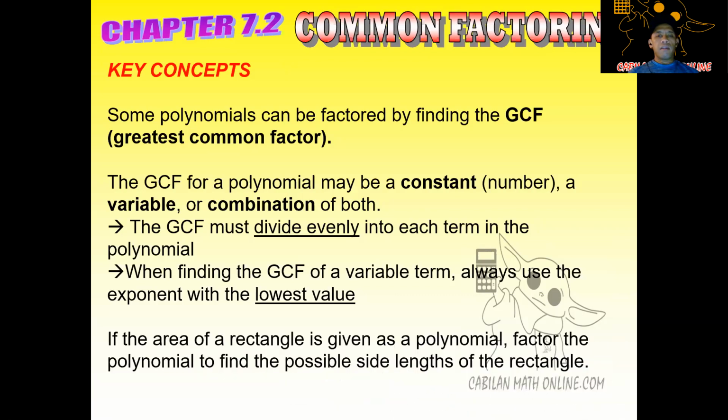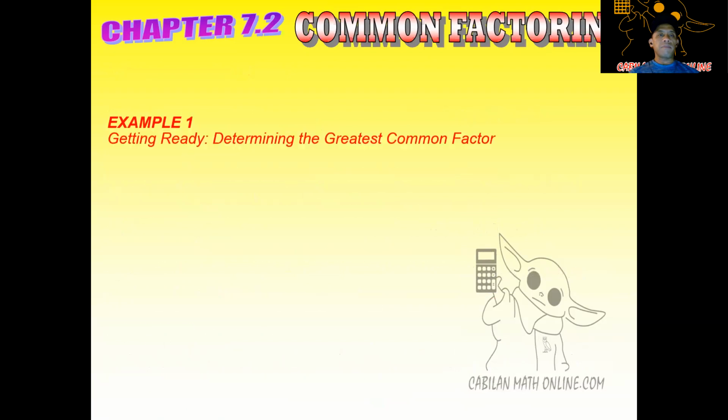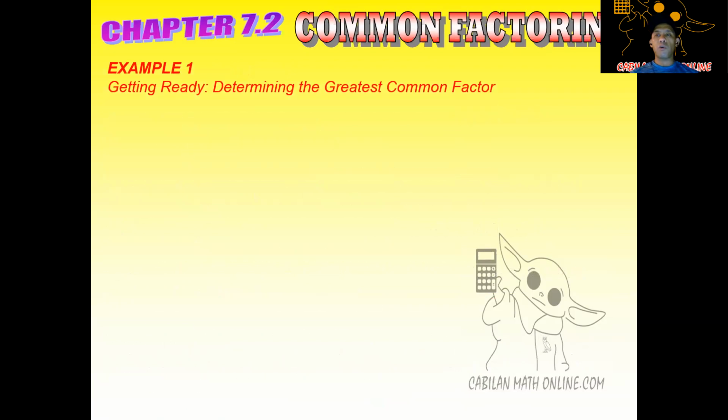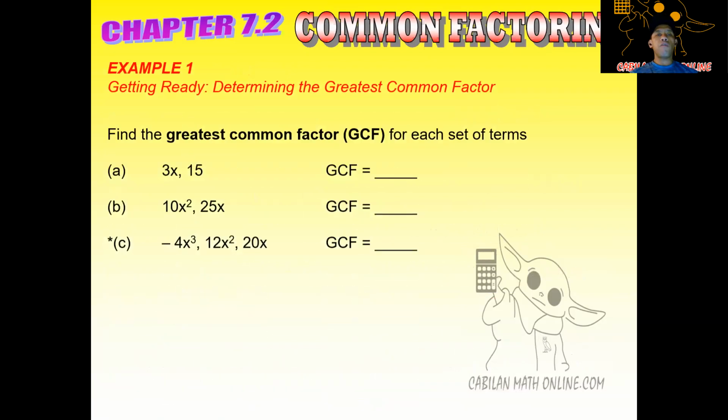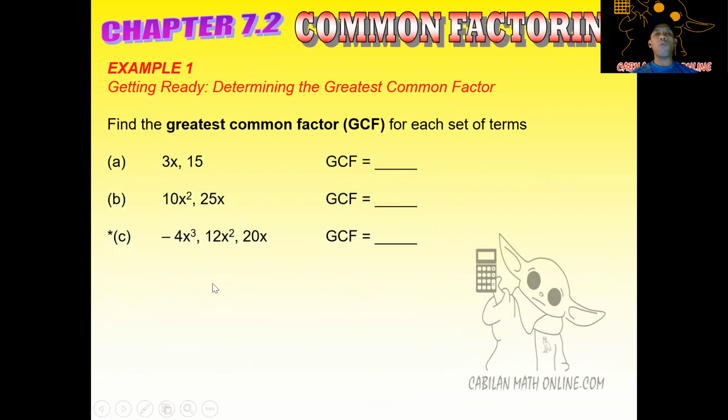Let's get this started. For the first example, we're just going to do a quick warm up. For each question, we want to take a look at what the greatest common factor is. It says here, find the greatest common factor for each set of terms. So look at the terms given to you and figure out what number goes evenly into both.